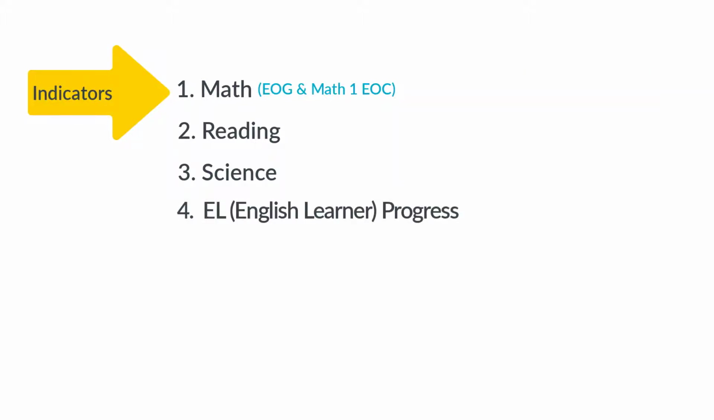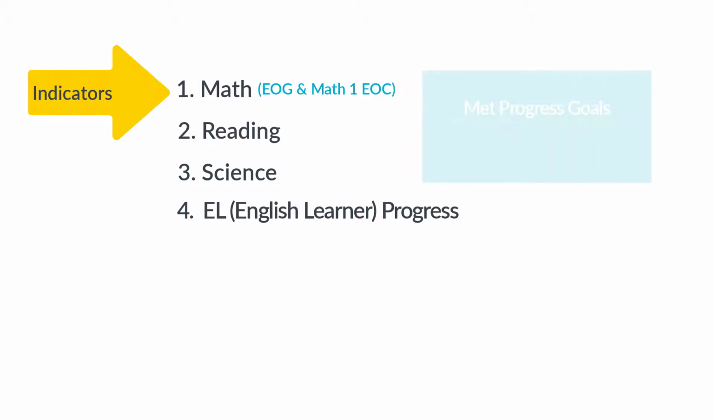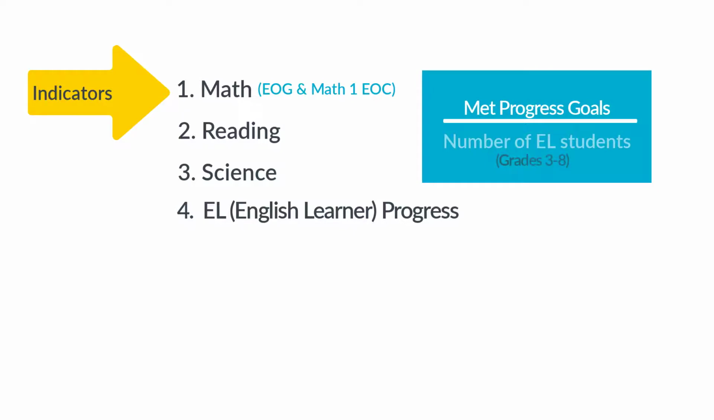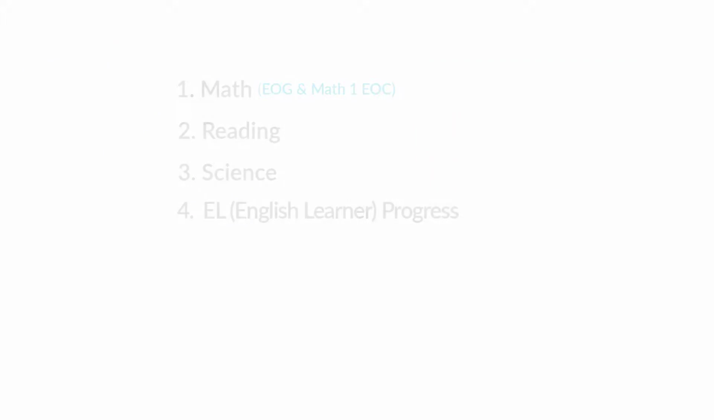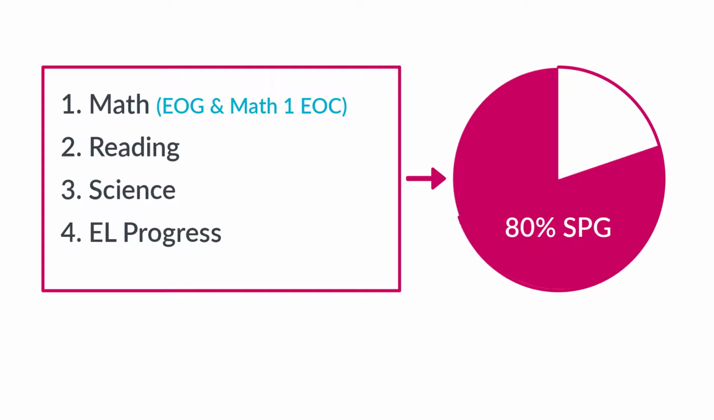Another indicator is the EL Progress Indicator. This indicator tracks adequate progress toward English language attainment for students who are considered English learners. This indicator is measured by the North Carolina adopted language proficiency test, the ACCESS for ELs. If a student meets progress goals outlined in the progress table found in the ESSA plan, they are considered meeting progress. The measure shows the number of students who met these progress goals out of the number of EL students. These 4 indicators are combined to account for 80% of the total SPG.